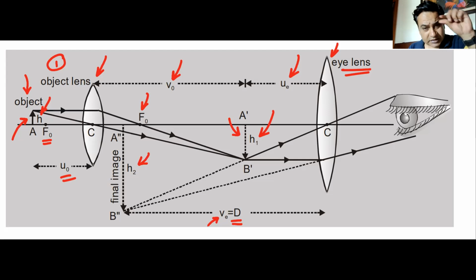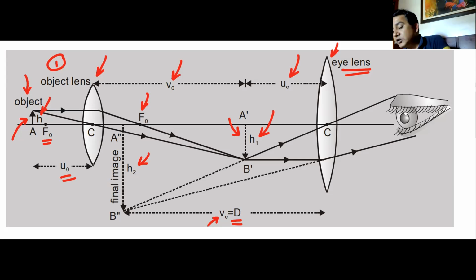As you can see, the initial height of the object was very small. The final height of the image is very large. That means we have done one thing very clearly. We have enlarged the object a lot more. When we were using a simple microscope, with only one lens, we were not able to enlarge the object very much. But here, as you can see, we have enlarged the object to a very large extent. Do we see this? Yes or no?